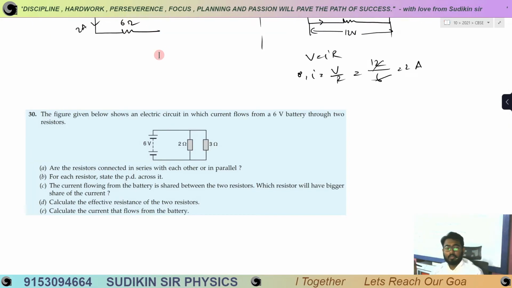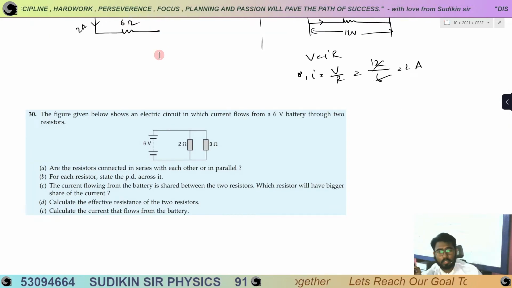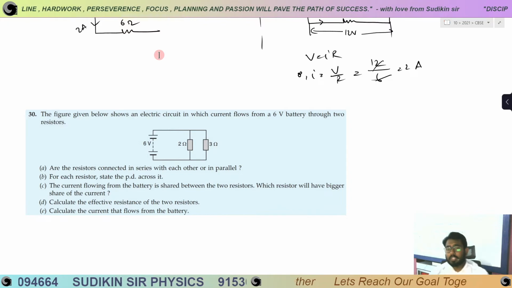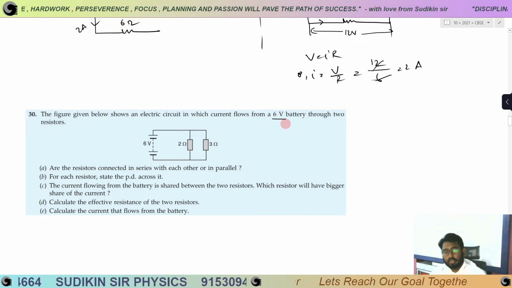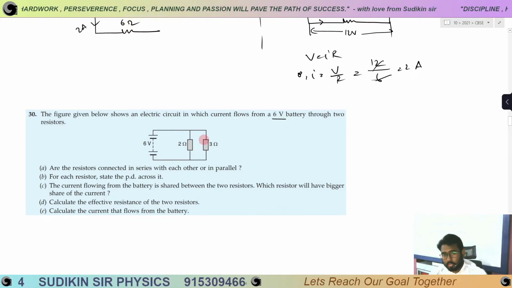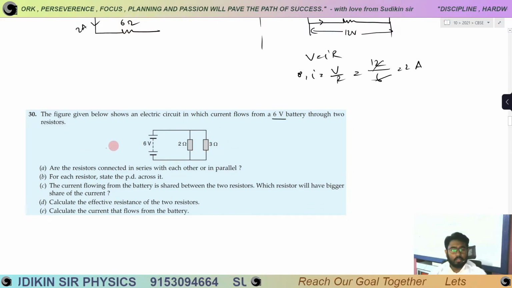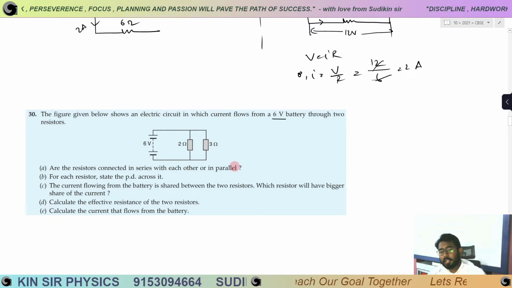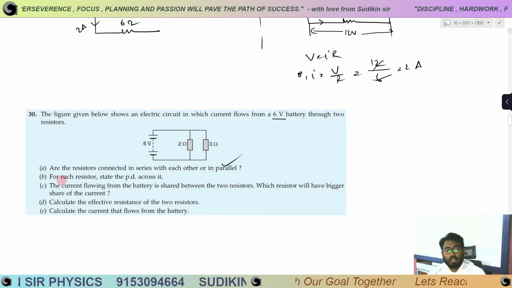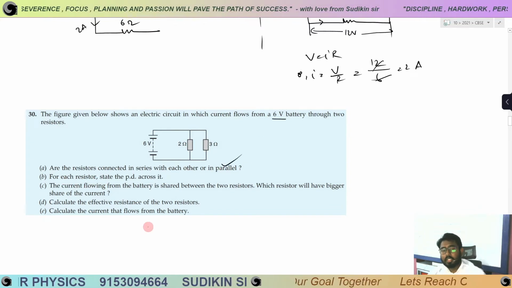The figure given below shows an electric circuit in which current flows from a 6 volt battery through two resistors. Okay, it is flowing through two resistors. First tell me, are they connected in series or parallel? Parallel, very good. Are the resistors connected in series or parallel? Parallel.